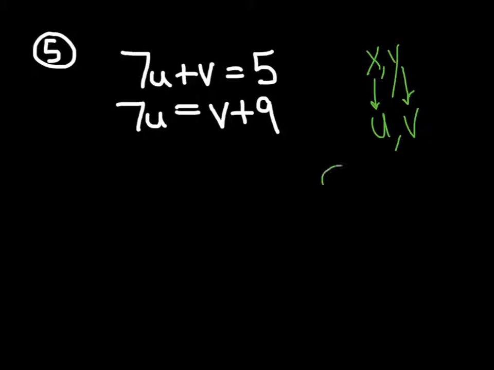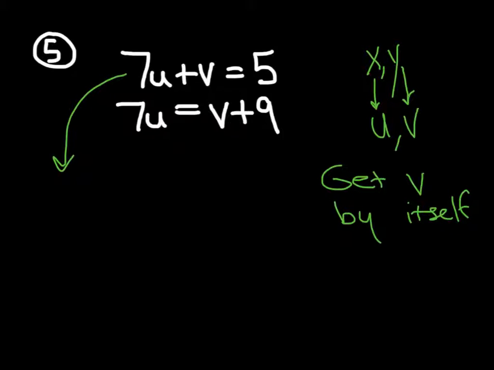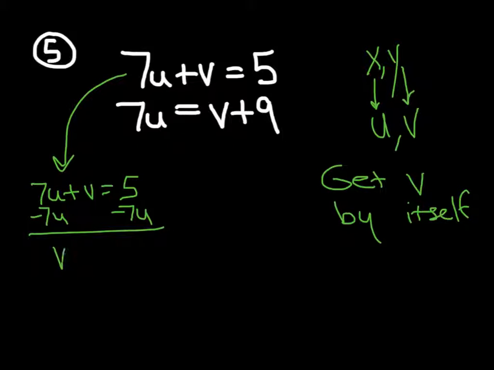In other words, we want to get, instead of getting y by itself, we want to get v by itself. That way we can tell what the slope is, we can tell what the y-intercept is. If we're working to get v by itself on this one, all we have to do is subtract 7u. So we've got v equals negative 7u plus 5.